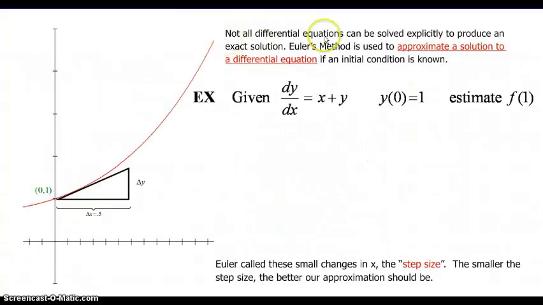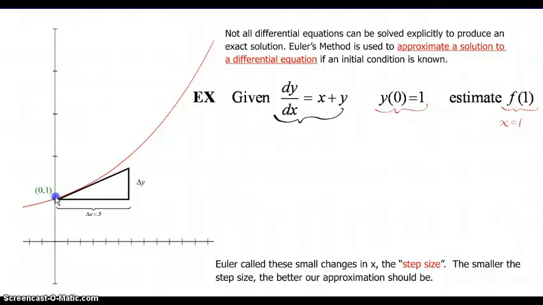So not all differential equations can be solved explicitly to produce an exact solution. Euler's method is used to approximate a solution to a differential equation if an initial condition is known. So here specifically, we're given dy/dx equals x plus y. We're given the initial condition, x equals 0, y equals 1, and we're asked to estimate the function f of x where x equals 1.